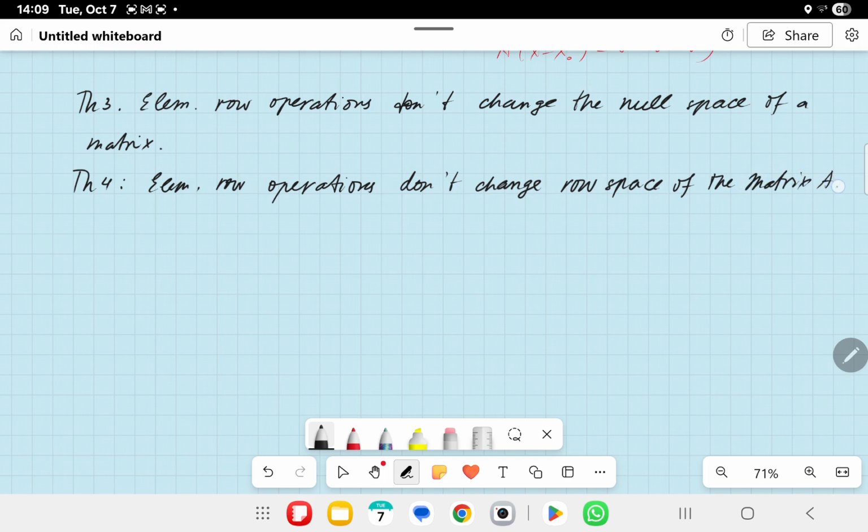Matrix A, which we... Well, again, why don't they change the row space? Because row space consists of all possible linear combinations. And if you apply row operations, they're just going to make these linear combinations slightly more complicated or whatever. I'm going to show you one example. I don't want to prove it as a general theorem. I'm just going to show an example.